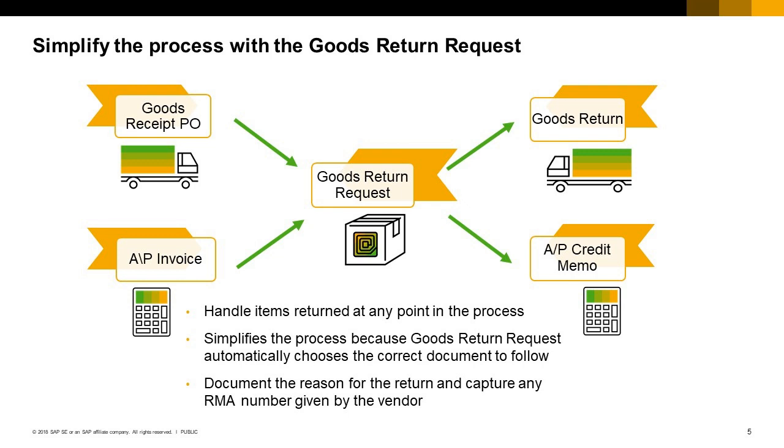The goods return request can help simplify the process for your employees. It is designed to handle items returned at any point in the purchasing process. A goods return request can be created based on either a goods receipt PO or an AP invoice. Employees will not need to research the status of purchase to determine whether an AP invoice has been entered. The goods return request automatically chooses the correct document for posting the inventory movement and credit. This optional document also allows you to document the reason for the return or credit. If a vendor provides you with a return material authorization, RMA, number, you can record it here.